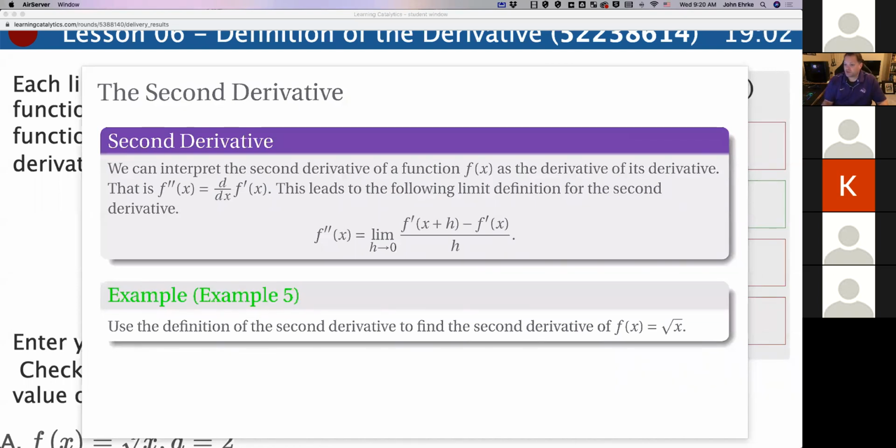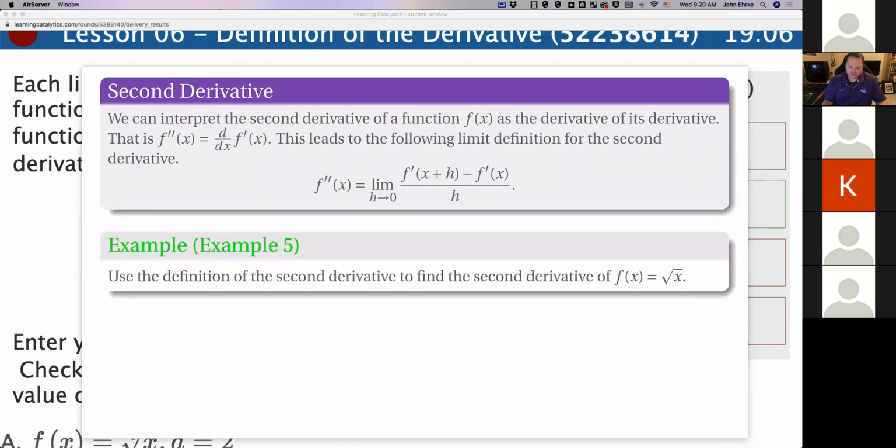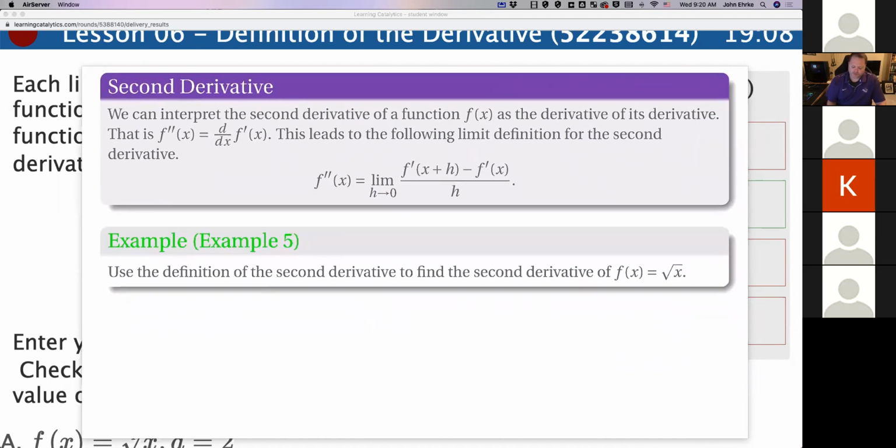So we need some notation for that, and we need to be able to calculate them. So let's talk about the notation first, and then we'll do a calculation together.